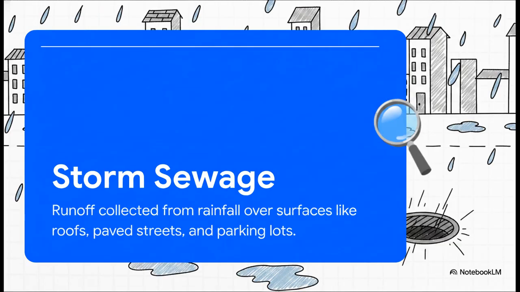And on the flip side, there's storm sewage. This has nothing to do with what's going on inside our homes. It's just rainwater, pure and simple, running off of surfaces like roads, roofs, and parking lots. Now, it's way cleaner than sanitary sewage, obviously. But the challenge here is the sheer volume. During a big downpour, it can be a massive amount of water to deal with all at once.